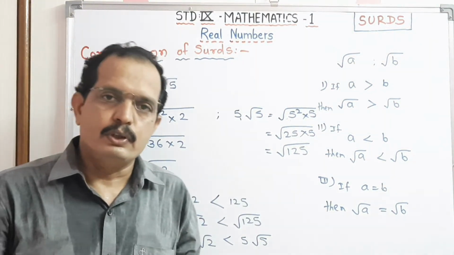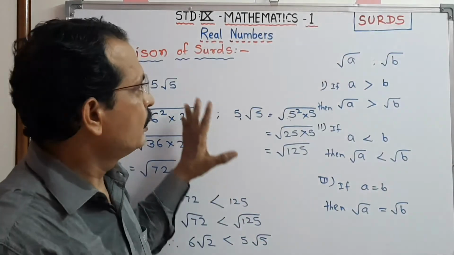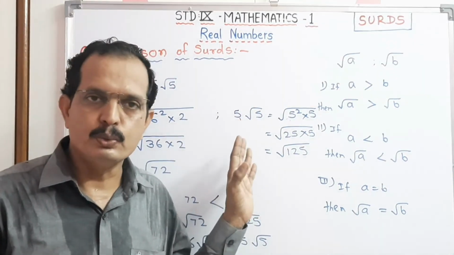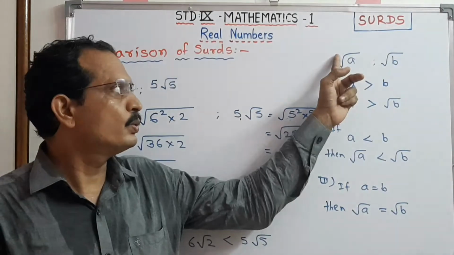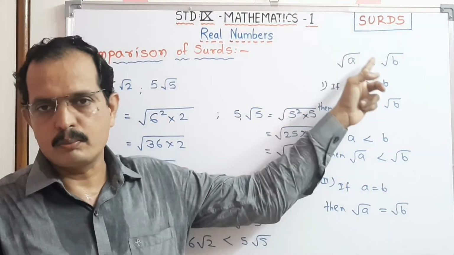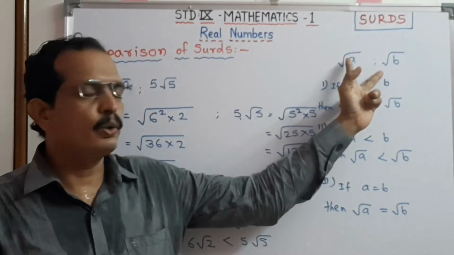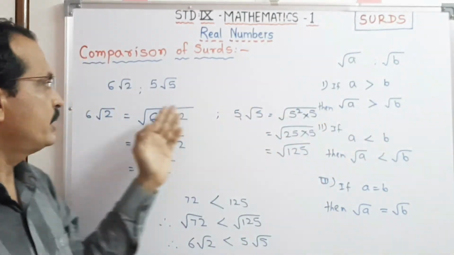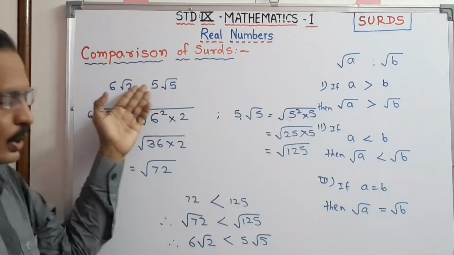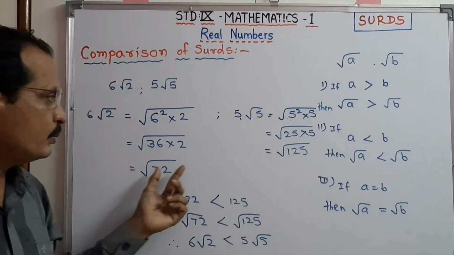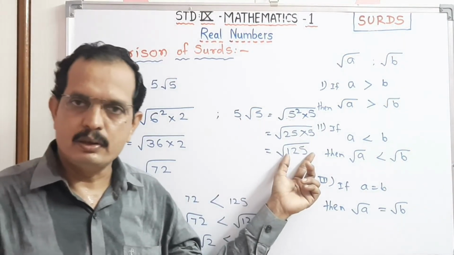I think everyone understood this part of comparison of the two surds. We must see that the order is the same, and then we compare the radicands. If it is in a simple form like this, then we have to convert it into this form, and then we have to compare the surds.